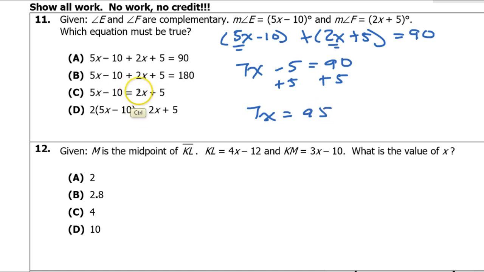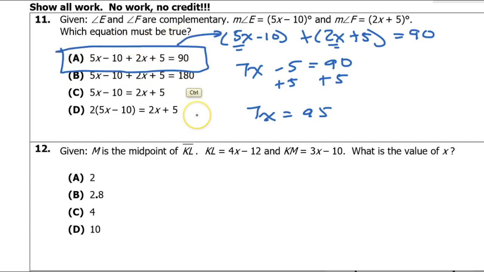Wait a minute. They didn't actually ask me to solve this. They're just saying which one is true. It's the first one. The answer is A. All right, because that matches what I wrote. They got to add up to 90. That's what complementary means. Okay, M is the midpoint of segment KL.